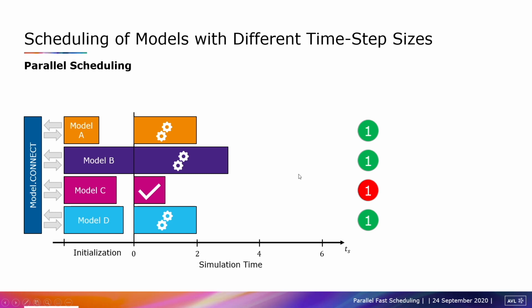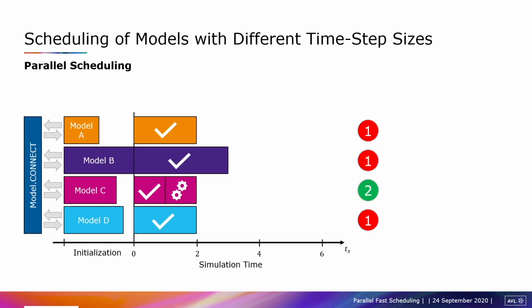Then submodel C, with a coupling step size of 1, will finish its step first and has to wait till all other submodels have finished their step. So submodel C is waiting. This is indicated by the red circle. The green circles show which submodels are currently executed, and the numbers within the circles show the current coupling step of the submodels. After 2 seconds, also models A and D have finished their step and all models are waiting for model B.